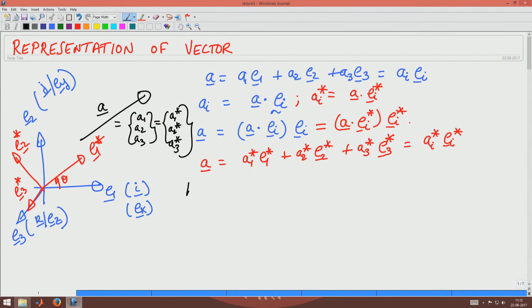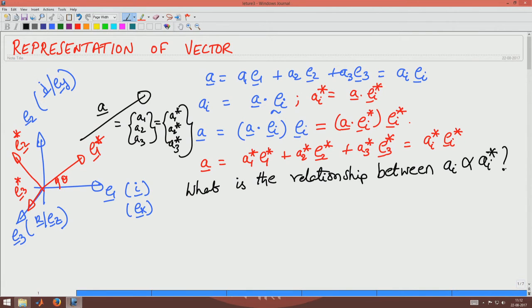What are those combinations? Given a combination, that is what we are trying to find out now. So what is the relationship between Ai and Ai star is the question we are trying to answer now. They represent the same vector A, right? Both Ai and Ai star represent the same vector A. So the magnitude of A has to be the same and its relative direction with respect to any other line segment has to be the same.